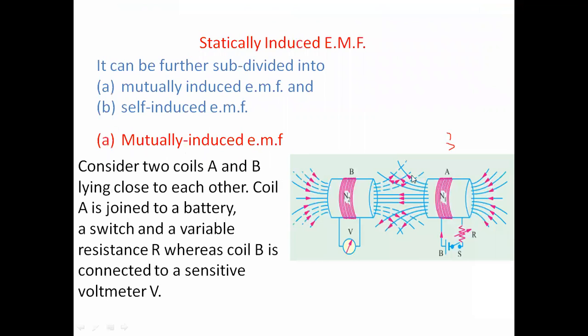So due to one coil, the EMF will be produced in another coil. This is the same as in the transformer. So in the transformer we have a primary winding and a secondary winding.